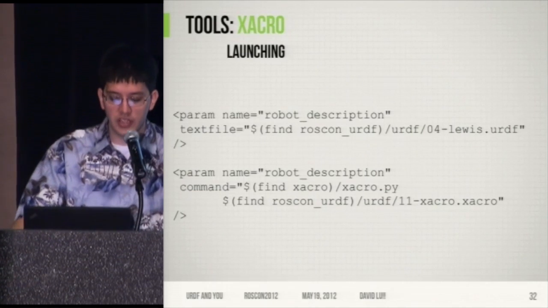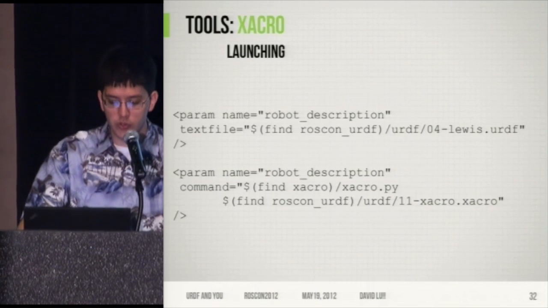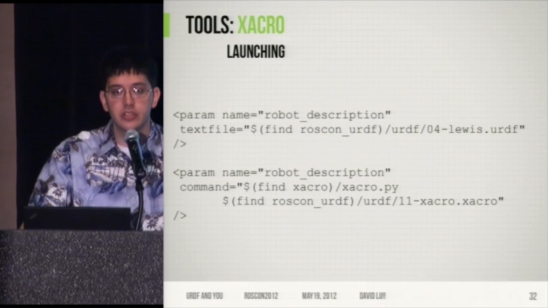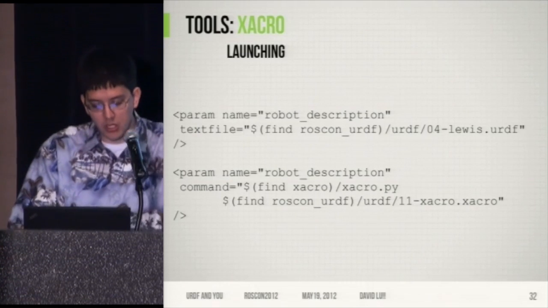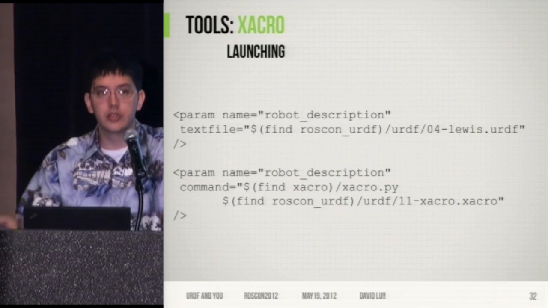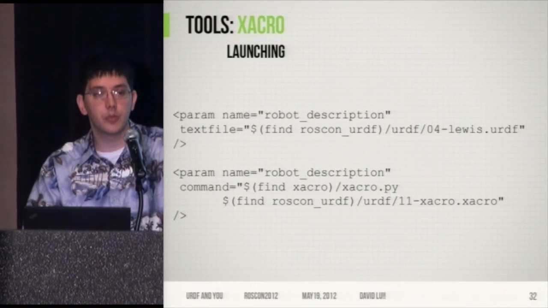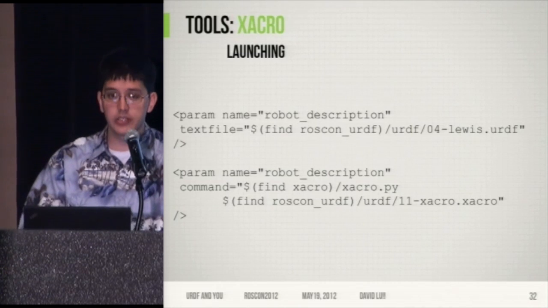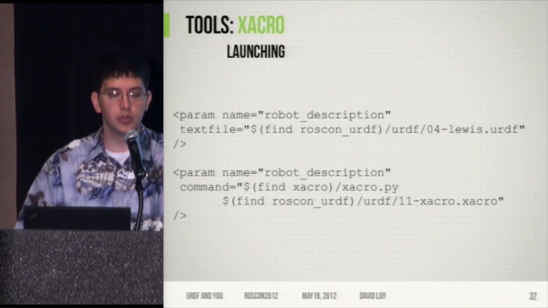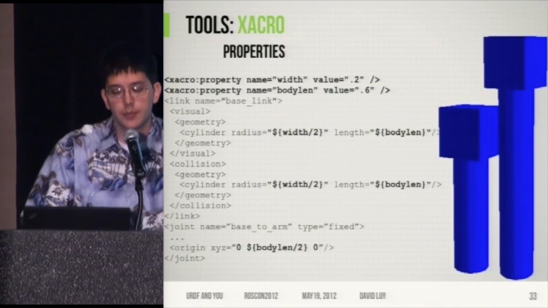So instead of loading the contents of a text file, you run that command using the Xacro script, and then use your Xacro file, and that will run the Xacro script on that file, and then put the output of that into the parameter server. And so Xacro has a number of useful tools. You can include entire other files. You can also define properties.